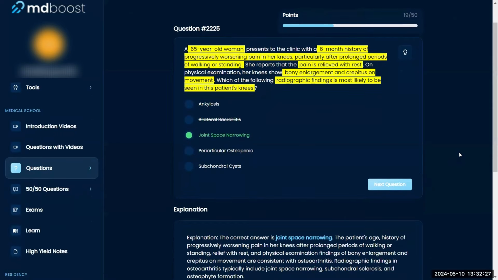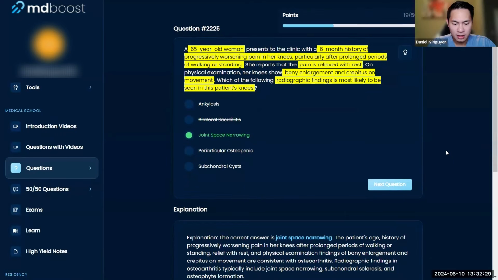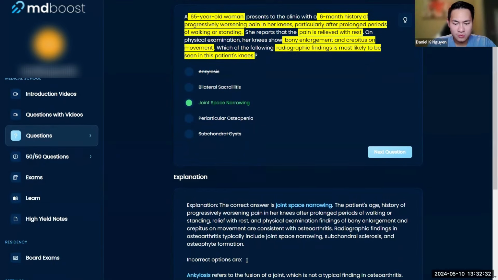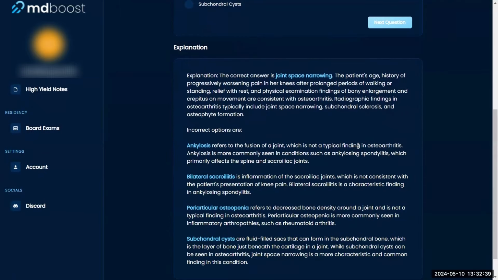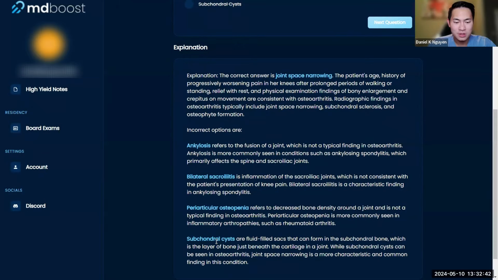Yeah, you get a little joint space narrowing with osteoarthritis for sure. So osteophyte formation, joint space narrowing, subchondral sclerosis, but not cysts. The subchondral layer is the bone beneath the cartilage of the joint. But joint space narrowing is a more common finding in the condition, and you get more sclerosis than cysts. Periarticular osteopenia, decreased bone density around the joint, is not a typical finding of osteoarthritis, more commonly seen with inflammatory arthritis, such as rheumatoid arthritis.